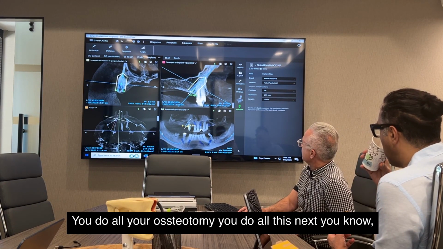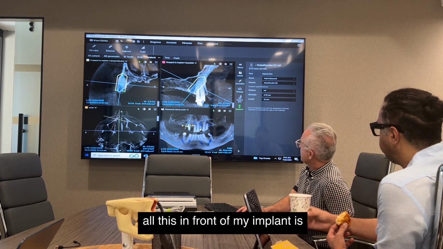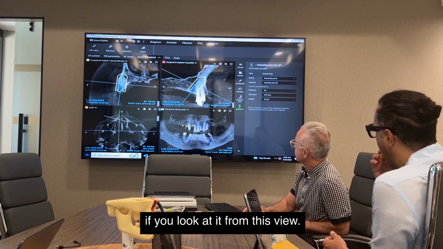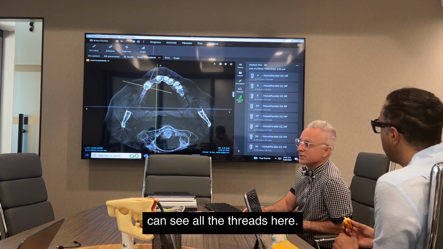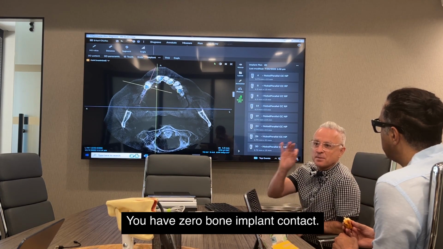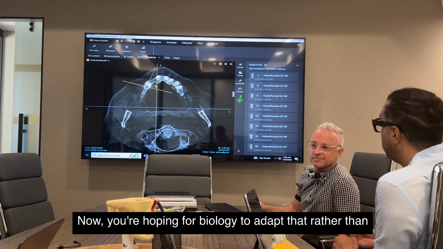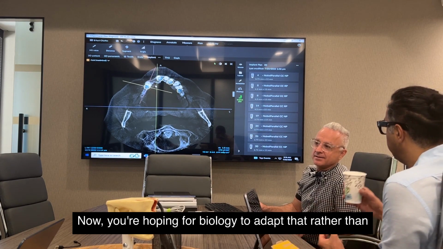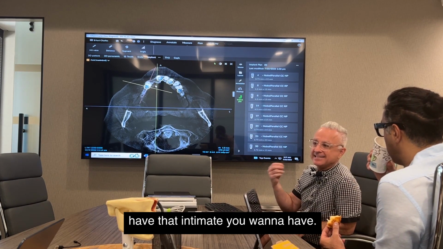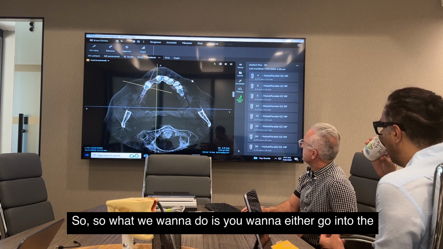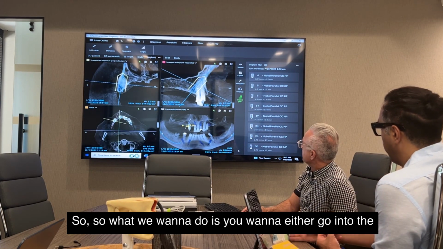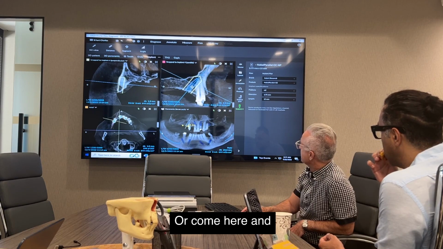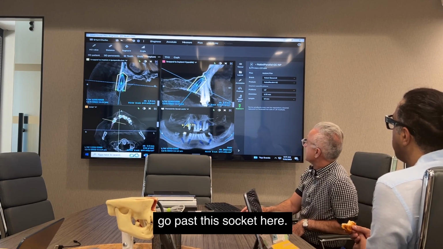You do all your osteotomy, and next thing you know, all of this in front of an implant is, if you look at it from this view, you put an implant sideways, you can see all the threads here. You have zero bone implant contact. Now you're hoping for biology to adapt to that rather than have that intimacy. So what we want to do is either go into the socket, right, or come here and go past the socket.